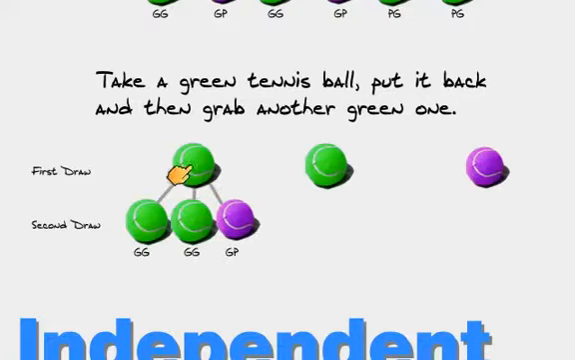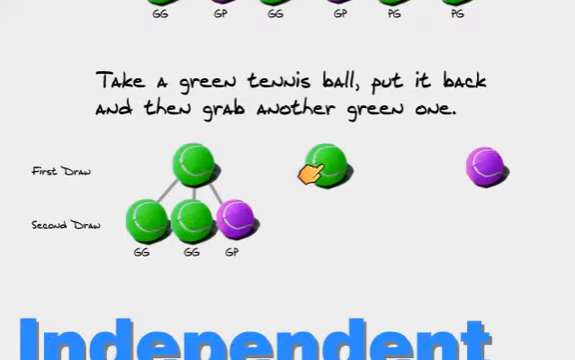Well, if I put this ball back in the bag, there are still 3 tennis balls in there. There's two green and a purple. So my 3 options are, if I put this one back in, I could draw that same one again, or I could draw the other green one, or I could draw the purple.